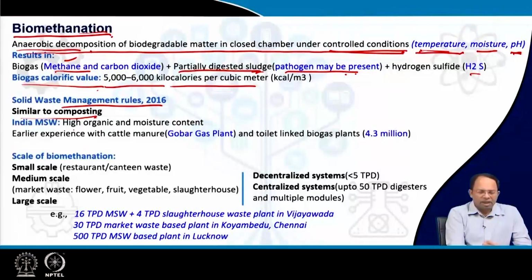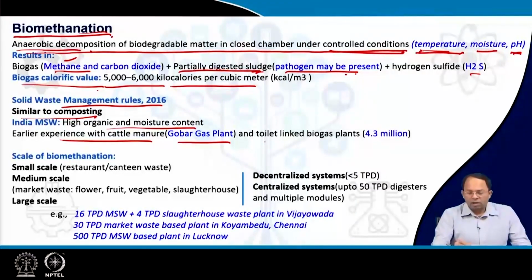So in India, we have very high organic and moisture content in our waste. So of course it is suitable for biomethanation, and India already has some earlier experience with cattle manure, where a lot of gobar gas plants and a lot of toilet-linked biogas plants have been constructed earlier. Around 4.3 million households have this kind of biogas plant. So this experience is there in India already. We can continue it further, and instead of just generating toilet or manure based biogas plants, we can also have solid waste based biogas plants as well.